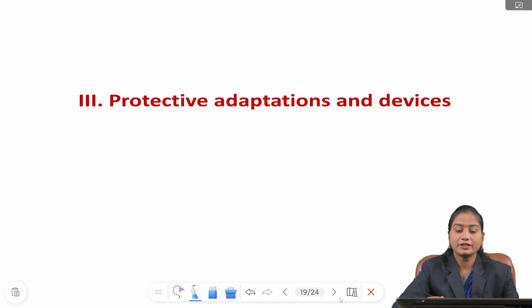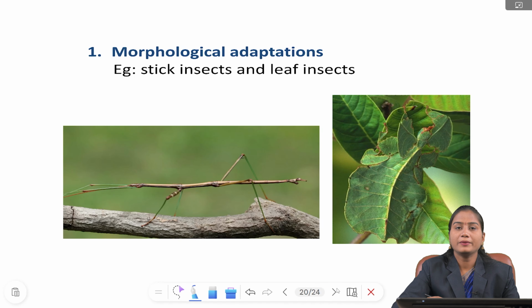Next are the protective adaptations. In order to overcome adverse environmental conditions, insects have developed some protective adaptations and constructions. For example, coming to the morphological adaptations, in stick insects and leaf insects, their body and form resemble parts of the plant, which helps them escape from predators.